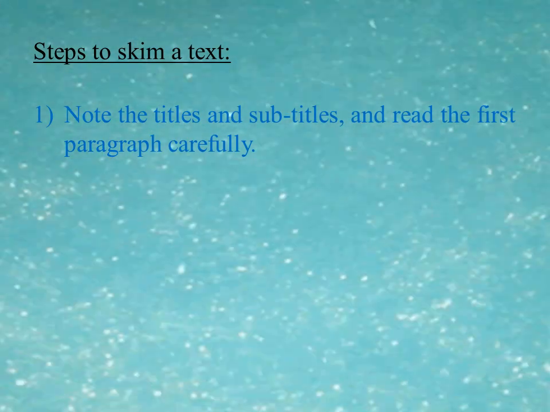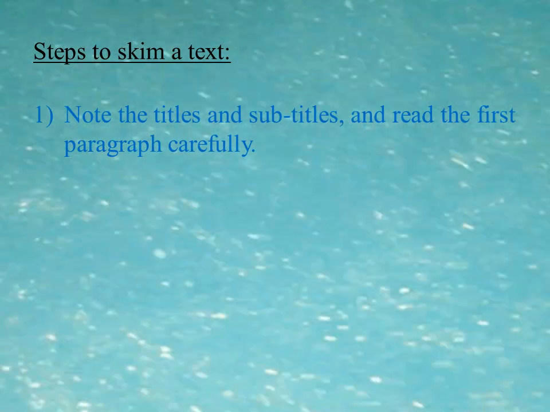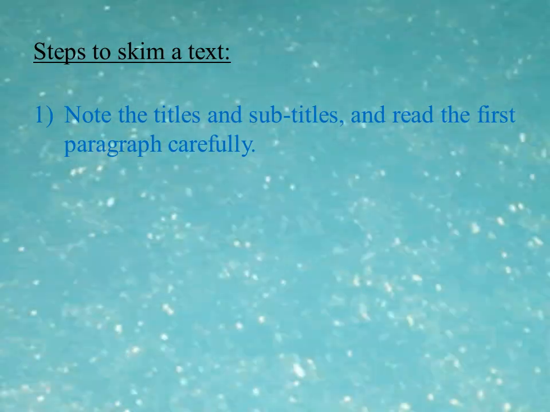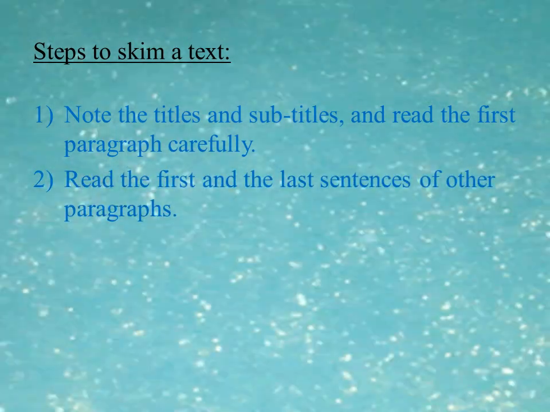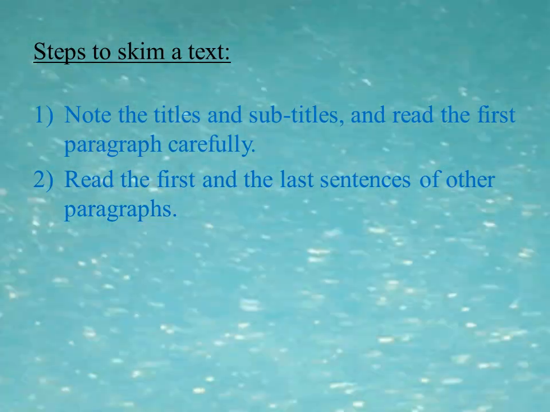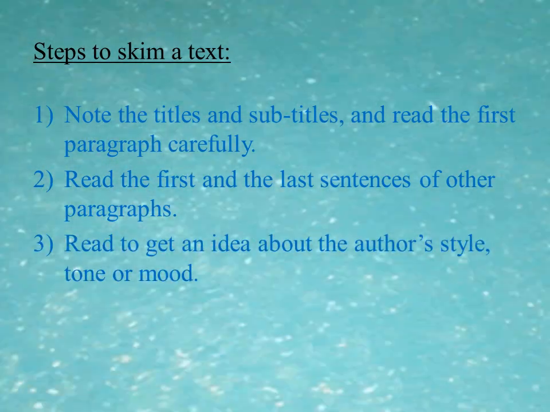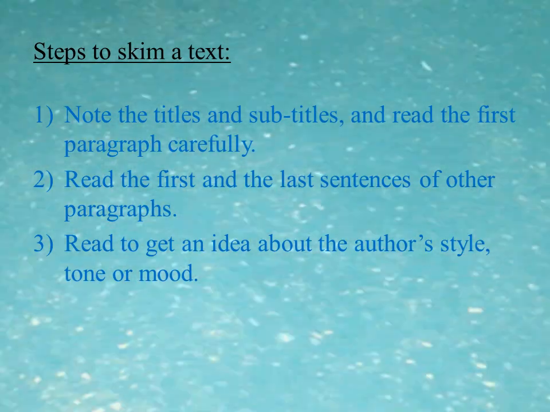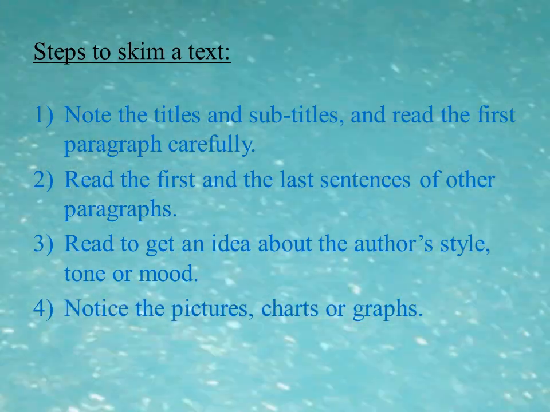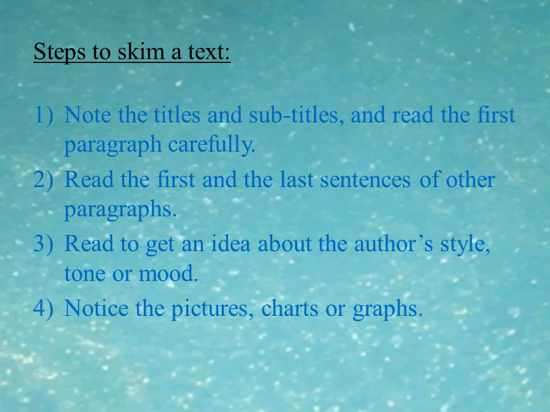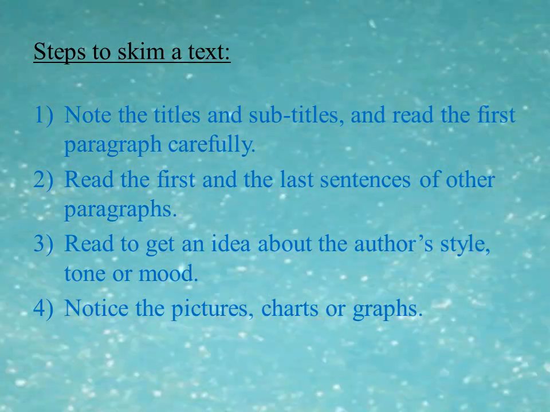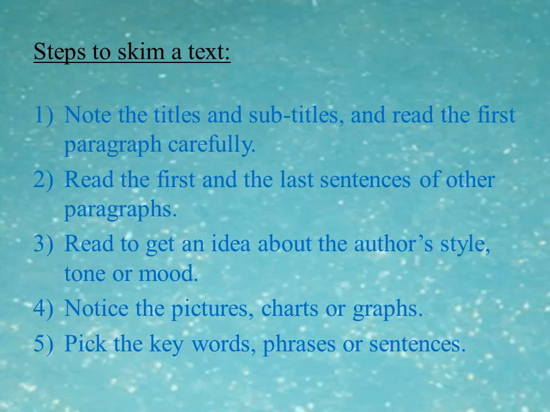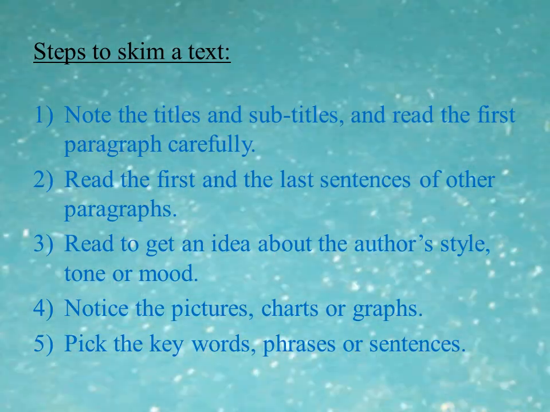To begin with, pay particular attention to the titles and subtitles of a topic and then read the first paragraph carefully. Next, try to read the first and the last sentences of other paragraphs. Read at a faster speed to get an idea about the author's style, tone, and mood. If there are any pictures, charts, or graphs, focus on those. Finally, read through the text quickly to pick the key words, phrases, or sentences.